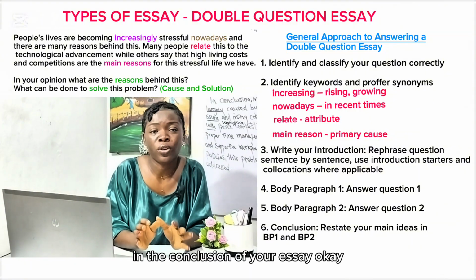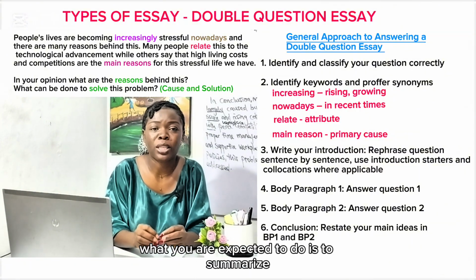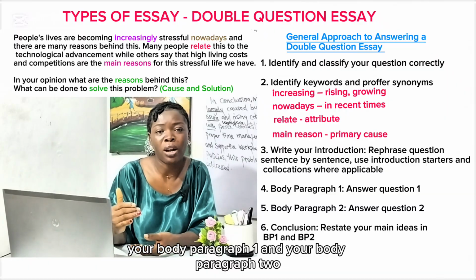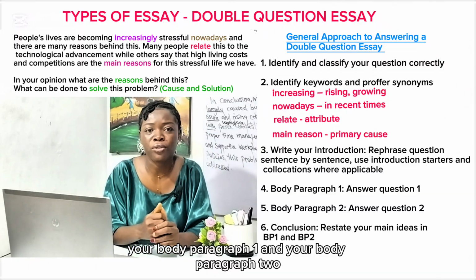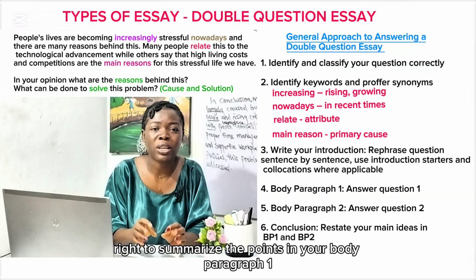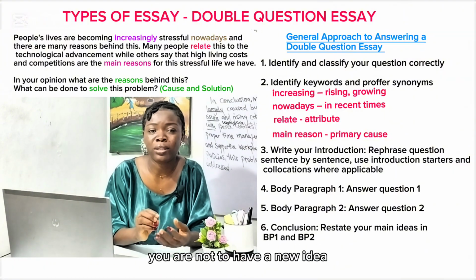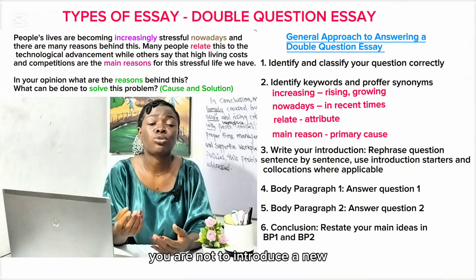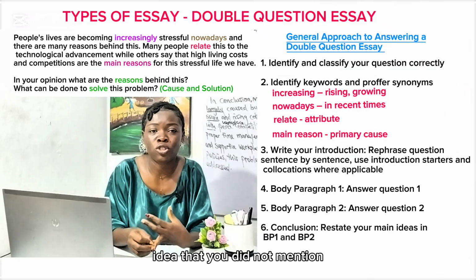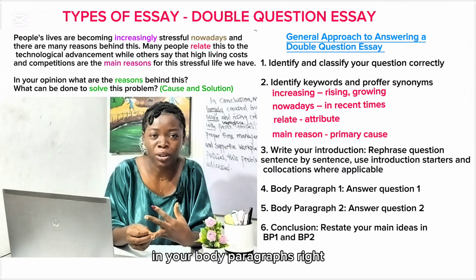In the conclusion of your essay, what you're expected to do is to summarize your body paragraph 1 and your body paragraph 2, right? To summarize the points in your body paragraph 1 and body paragraph 2. You are not to add a new idea. You are not to introduce a new idea that you did not mention in your body paragraphs, right?